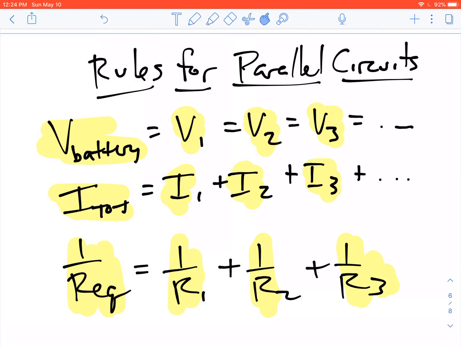And that's about it for parallel circuits.